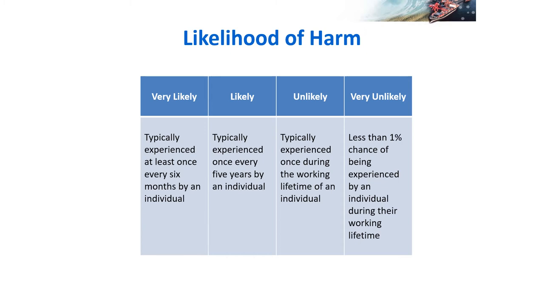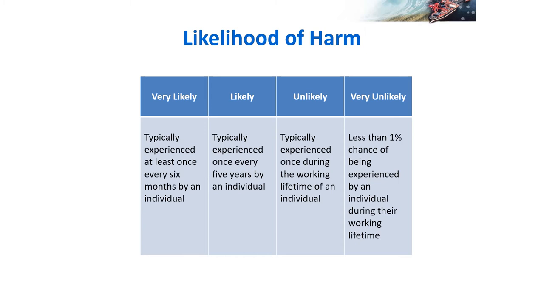So very likely could mean typically experienced at least once every 6 months by an individual. Likely would mean typically experienced once every 5 years by an individual. Unlikely could be typically experienced once during the working lifetime of an individual. And very unlikely is less than 1% chance of being experienced by an individual during the working lifetime.